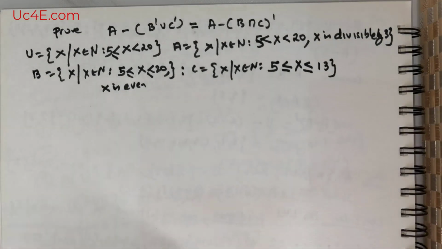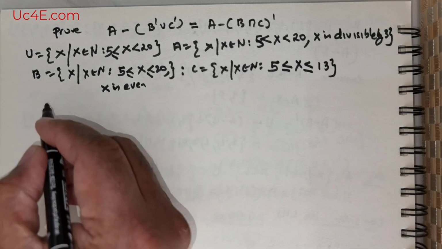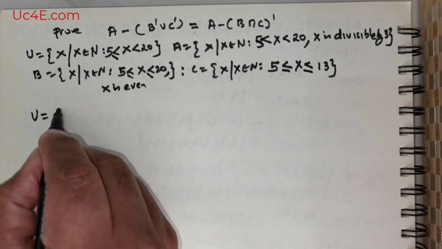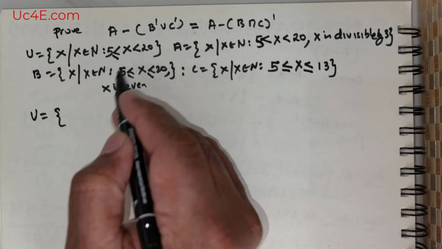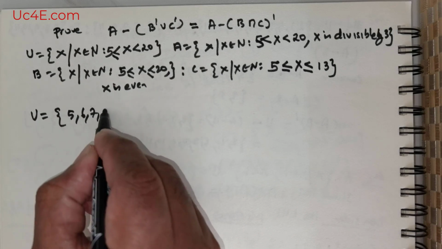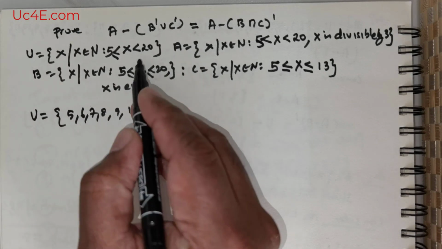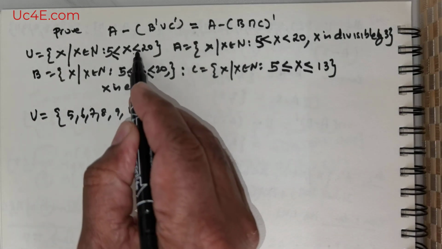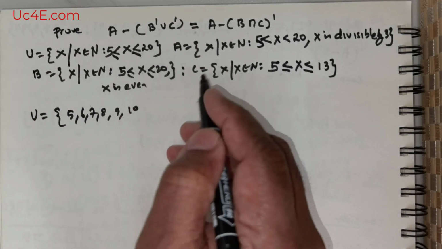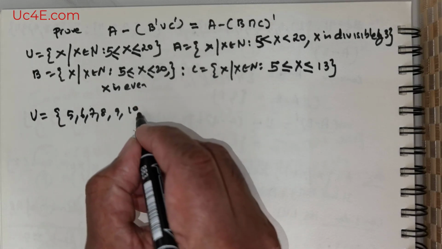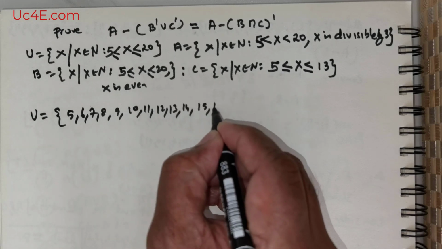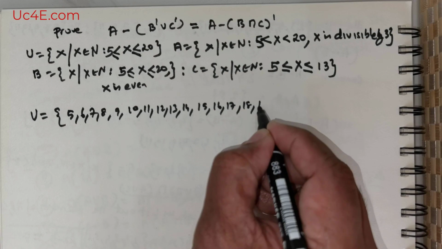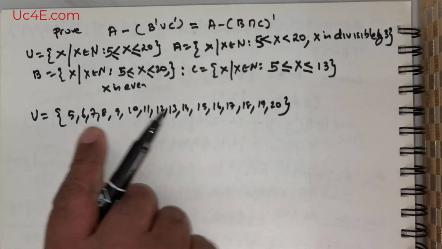And of course all of these things are given in set builder form and we will have to obtain the elements. So the universal set, that's the easiest one. Universal set is all X elements of natural numbers that is lying between 5 and 20. So we start with 5, 6, 7, 8, 9, 10. Let me make it less than or equal to, because all of these things are less than or equal to. So 9, 10, 11, 12, 13, 14, 15, 16, 17, 18, 19 and 20. So this is the universal set.